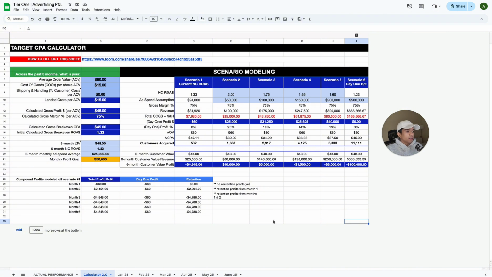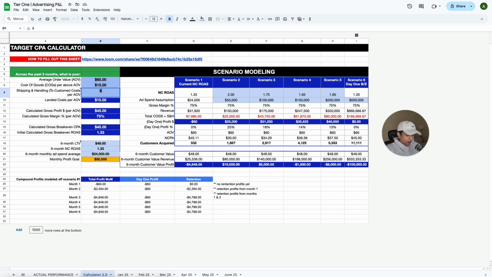So basically, this is a sheet that allows us to calculate what our break-even return on ad spend and break-even CPA is at a given ad spend based on our average order value, our cost of goods, and our shipping and handling. So in other words, our gross profit. As you can see in this example, we have a $60 average order value, cost of goods of $15, which gives us a landed cost on that AOV of $15, assuming that our shipping and handling is free.